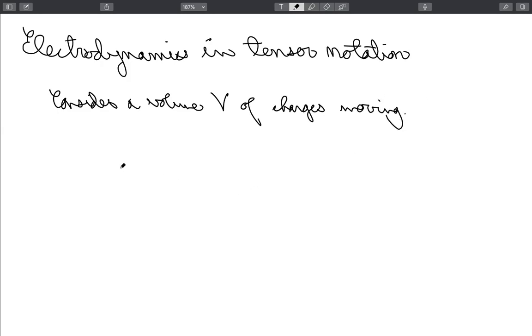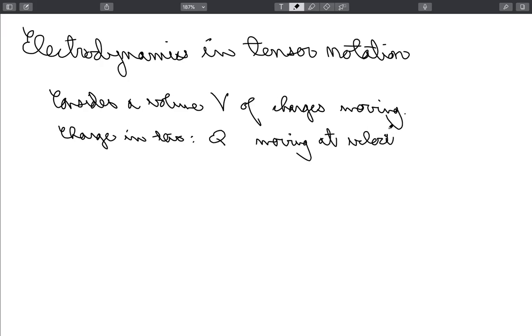Okay, and we will say that the charge in this is going to be some total charge big Q, and it will be moving at velocity some u. Now what we would have is that the charge density would be Q over V, and the current density would be rho times the velocity of this whole thing. Okay, so this would be in the lab frame.